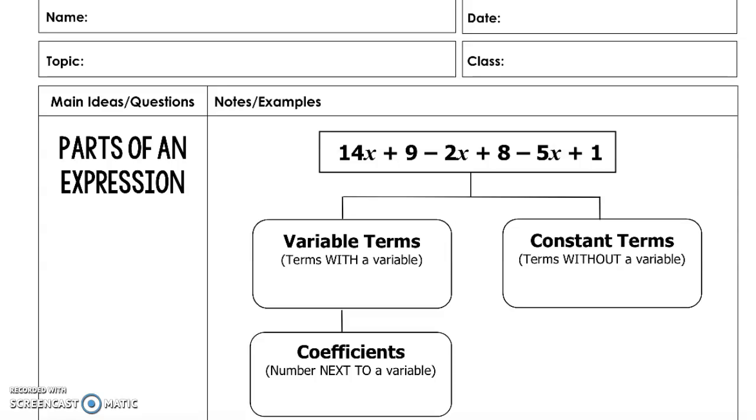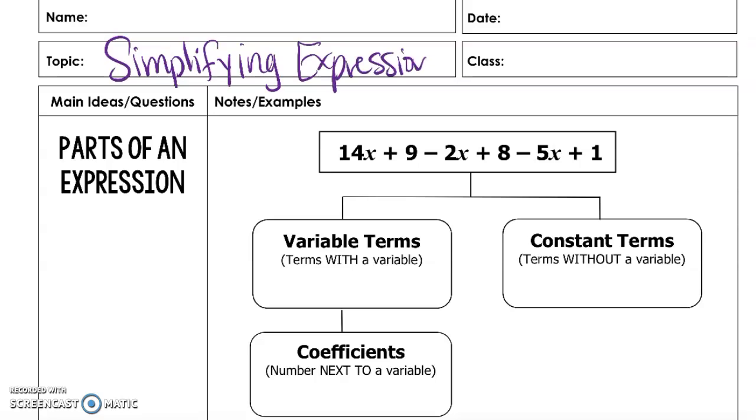On pages 2-3 and 2-4, we are going to look at simplifying expressions. So that's a big expression there that has 6 terms. Terms are separated by addition and subtraction. Some people think the 14 and the x are 2 separate terms, but they are not. They are just one term altogether.